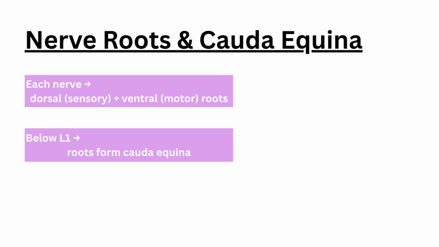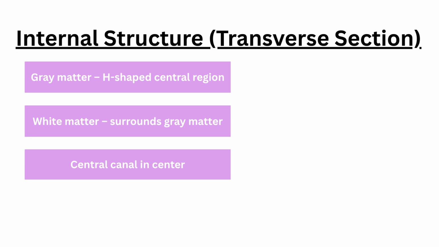Below the level of the conus medullaris, the nerve roots descend in a bundle called the cauda equina, resembling a horse's tail. On cross-section, the spinal cord shows an H-shaped central gray matter surrounded by white matter. The central canal runs longitudinally through the middle, containing cerebrospinal fluid.